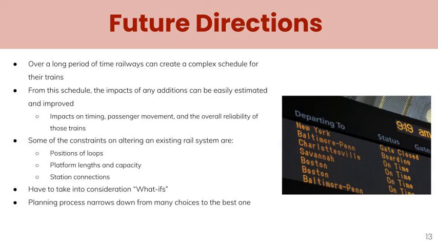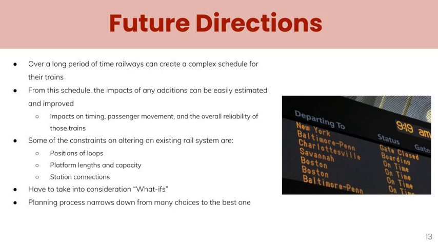For example, over a long period of time, railways may add more railway lines, and so that can complicate a schedule. If you had five stations at the beginning, you might make a schedule for that, but as you add more, you have to think about how your schedule would change as you add more stations. And then you also need to look at how adding any stations could impact timing, passenger movement, and the overall reliability of those trains, which can also be quantified, but that isn't something that we're covering today.